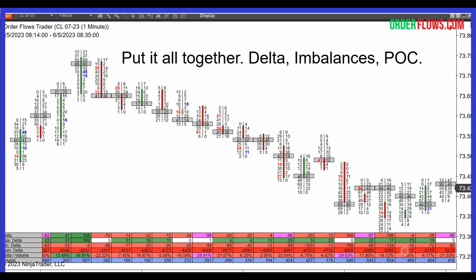Sometimes it's going to be two pieces. It could be delta and point of control, or it could be delta and imbalances, or sometimes it could be point of control and imbalances.